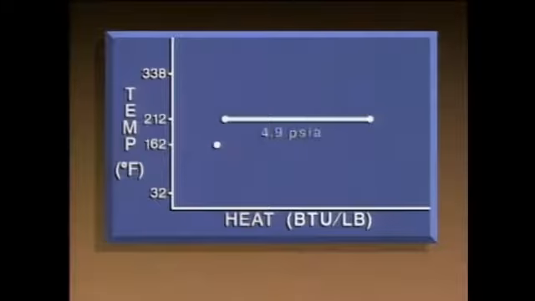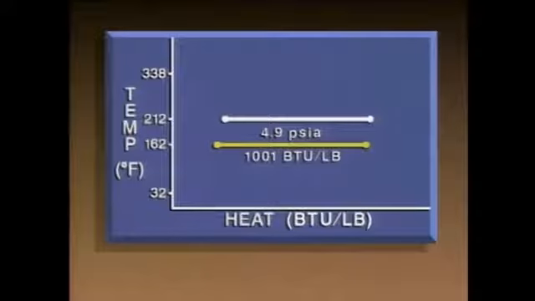At this point, the pressure is 4.9 psia. At this pressure, a pound of water boils at 162 degrees. In addition, the latent heat of vaporization is around 1001 BTUs per pound. So when the pressure is reduced, water boils at a lower temperature. However, it takes more heat to boil all the water into steam than it takes at atmospheric pressure.